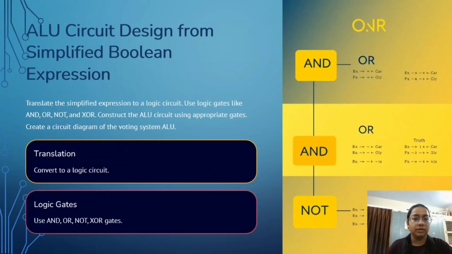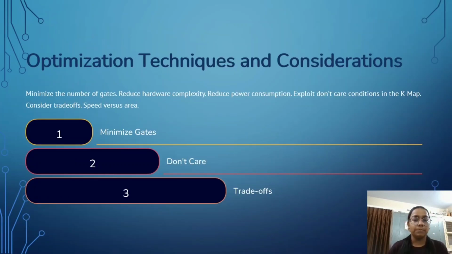ALU circuit design from the simplified Boolean expression. The conversion involves selecting and arranging fundamental logic gates. We'll utilize gates like AND, OR, and NOT, which form the building blocks of digital circuits. Depending on the complexity of the voting logic, we might also employ other gates such as XOR to simplify functionality. The goal here is to construct a circuit using these gates that precisely mirrors the behavior defined by our simplified expression.